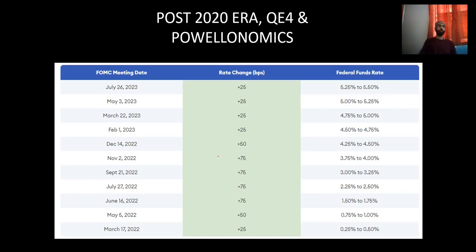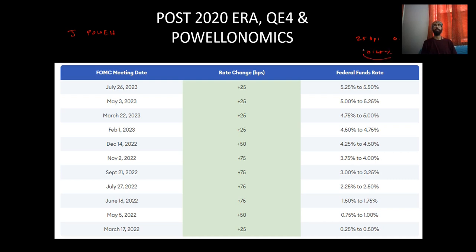Now we come to Powellonomics. Here is a record of the interest rates under Jerome Powell. So friends, during this phase, the chairman of the Fed was Mr. Jerome Powell. And he had to take some steps to curb inflation. These are a series of steps that he took to push the interest rates upwards. From March 22 till July 26, the data is here. You can see 25 BPS. So 25 BPS basically means 0.25%.